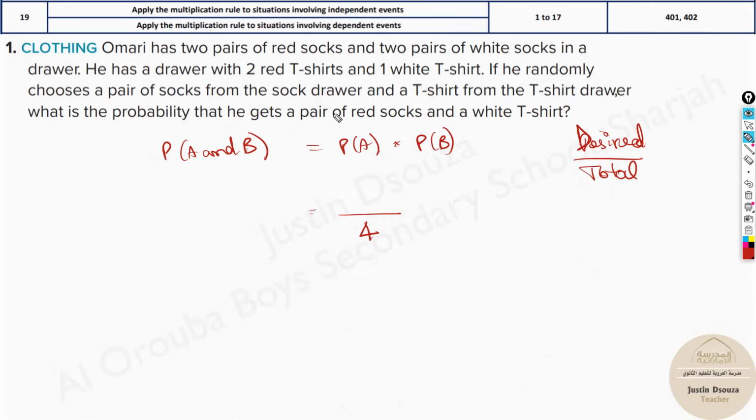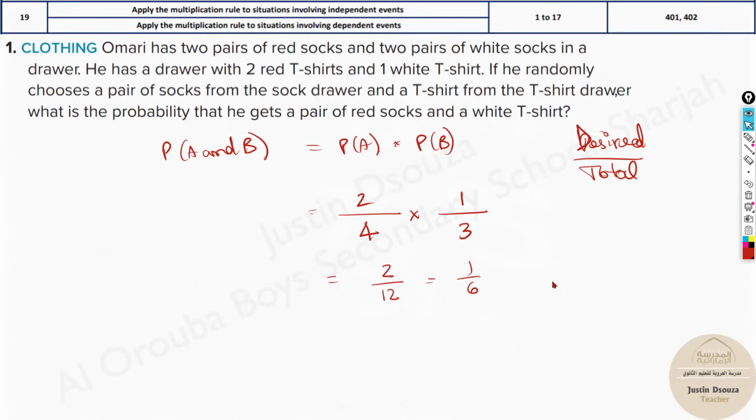But what is desired? What do we need to find the probability of? Red socks only. So it's 2 by 4 multiplied by how many t-shirts are there? There are two red t-shirts and one white t-shirt. That means total three t-shirts. And what is being selected? White t-shirt. That is 1 by 3. So you simplify this. It will be 2 by 12 or 1 by 6 would be the answer.